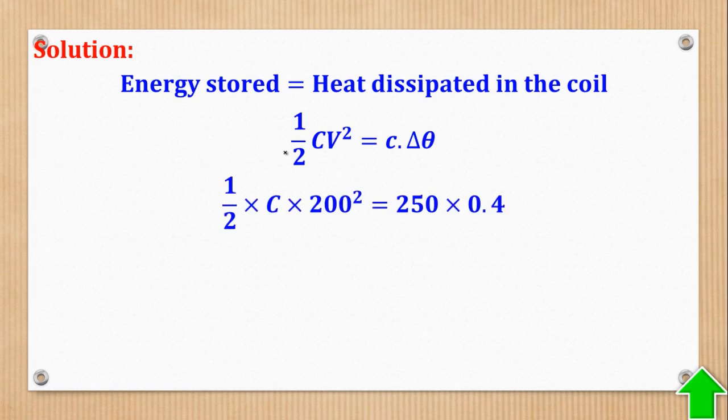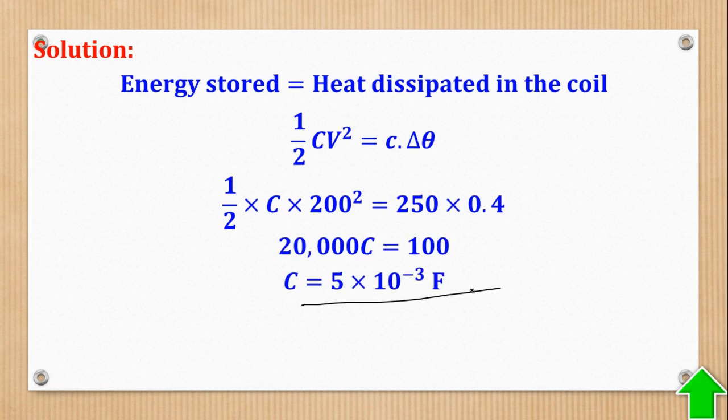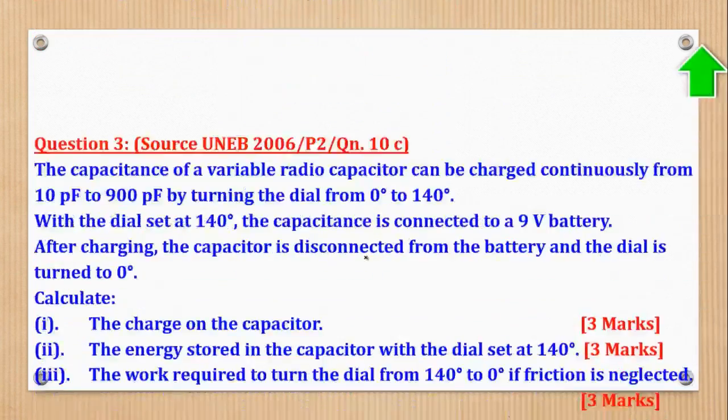Therefore, we shall substitute a half. C we don't know, it is the one we are looking for, then V we know, heat capacity we know, and change in temperature we know. So we realize that we have only one unknown, so our aim is to simplify and make C the subject, and that will be the answer they wanted.